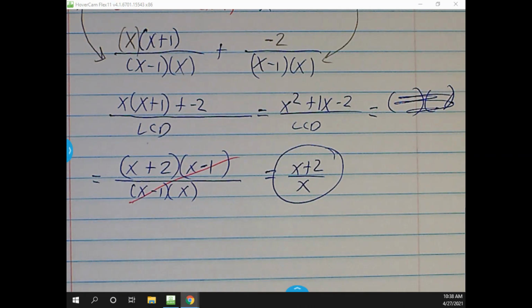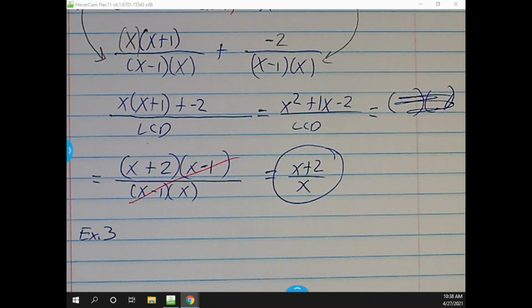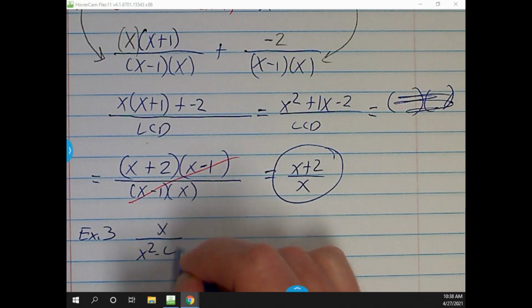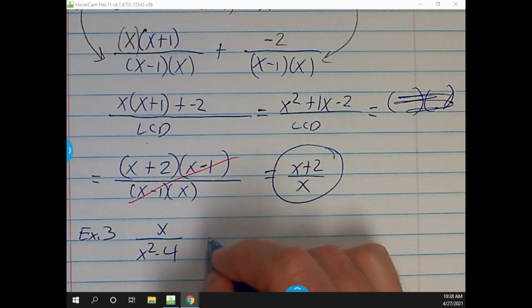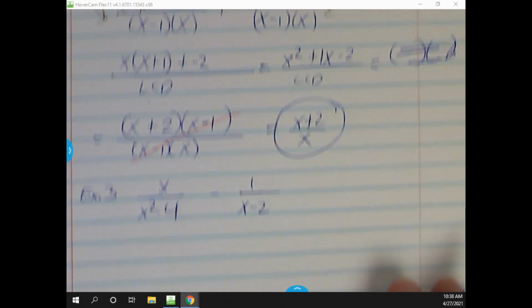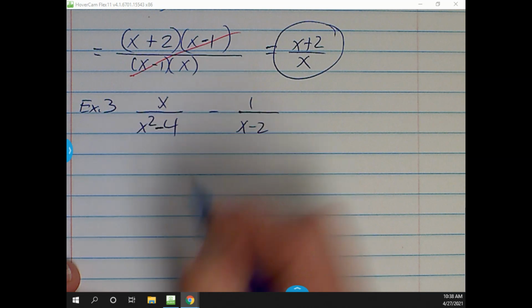All right, let's do 2 more of these, and then that'll wrap us up for today. All right, so we'll go with x over x squared minus 4, and then minus 1 over x minus 2.